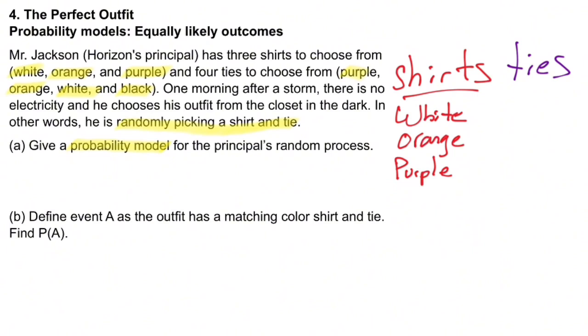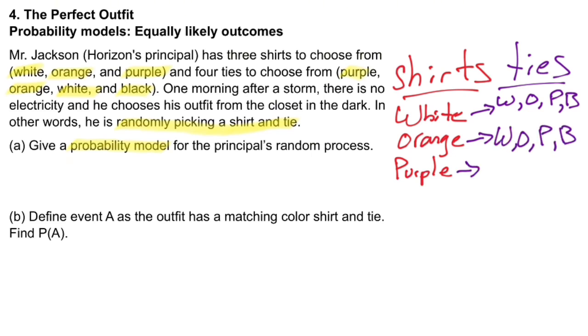So the white shirt can go with a white tie, an orange tie, a purple tie, and a black tie. That was right. Yeah, black tie. And then the orange shirt can also go with a white tie, an orange tie, a purple tie, and a black tie. And then the purple shirt can lastly do the exact same thing, going with a white tie, orange, purple, and black.